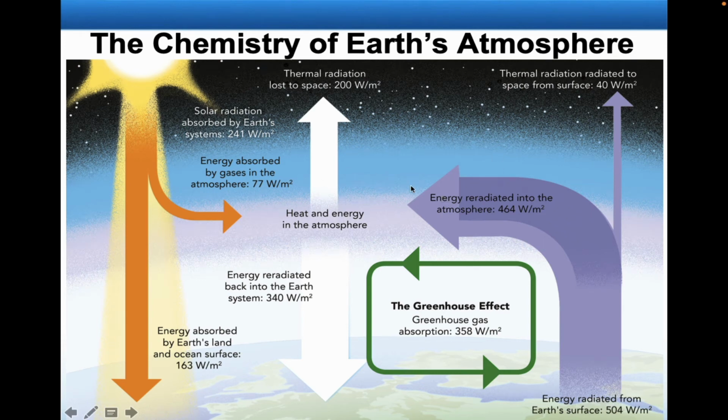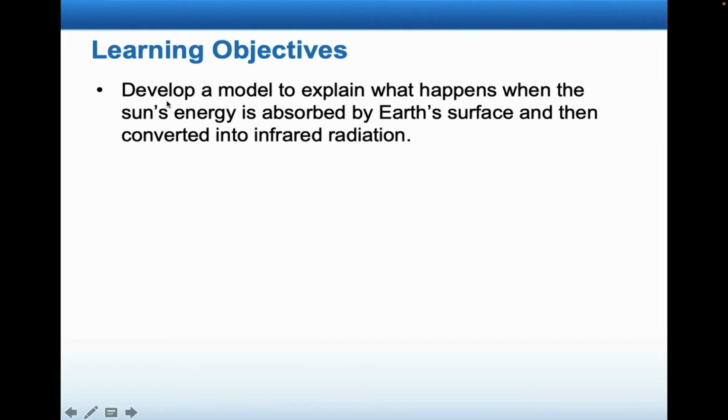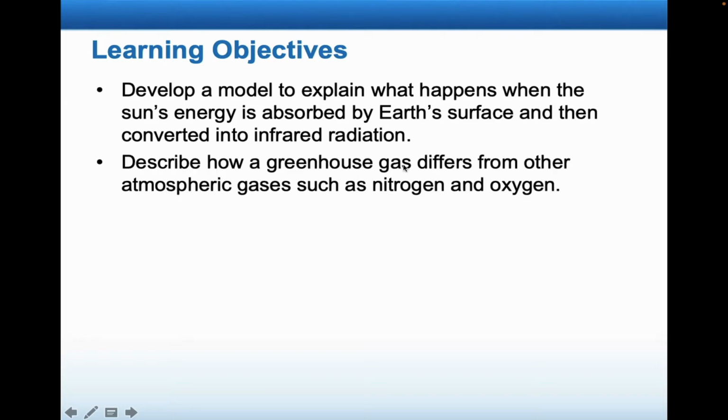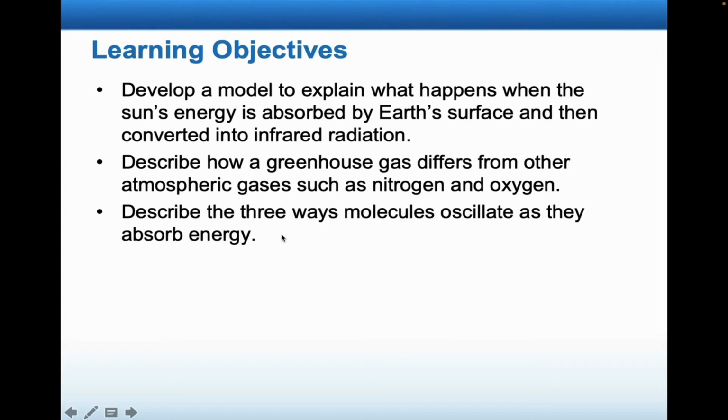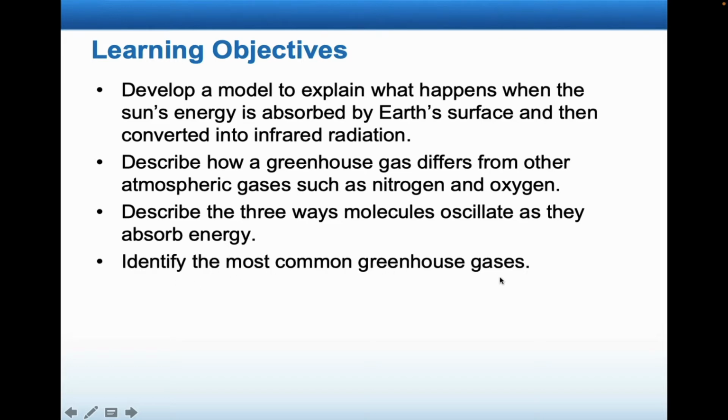Hello everyone. Today we're covering 13-1, which is the chemistry of Earth's atmosphere. The objectives are: develop a model to explain what happens when the sun's energy is absorbed by the Earth's surface and converted into infrared radiation, describe how the greenhouse gases differ from nitrogen and oxygen, describe three ways molecules oscillate as they absorb energy, and identify the most common greenhouse gases.